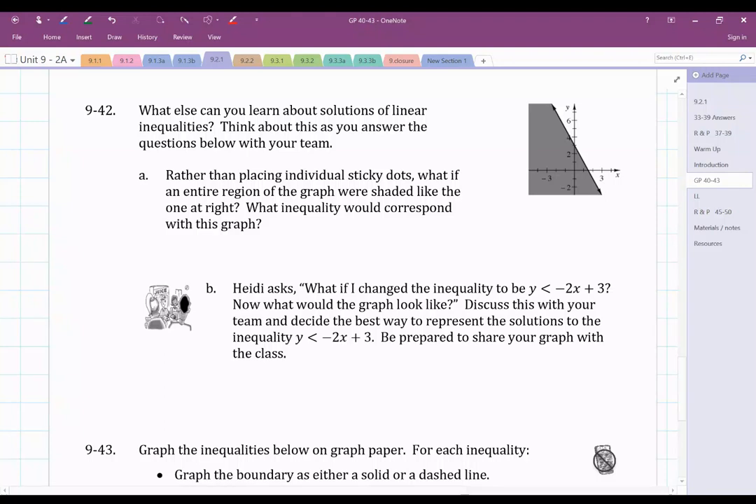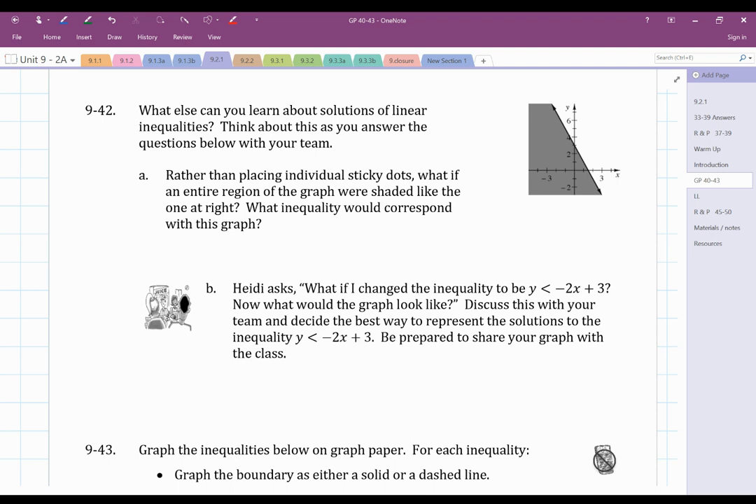What else can you learn about solutions of linear inequalities? Think about this as you answer the question below with your team. So rather than placing individual sticky dots, what if an entire region of the graph were shaded like the one on the right?